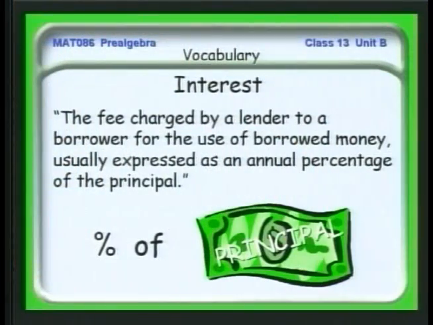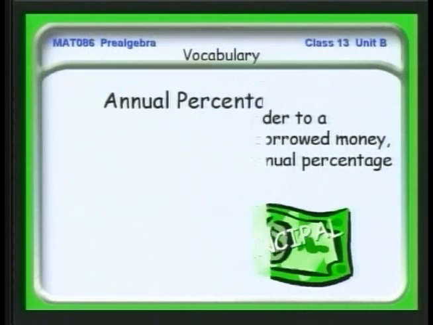So the money you pay me for the use of my money is called the interest, and often you decide on that by some percent of the amount I lent you. So, for example, I would expect more from you if I lent you $10,000 than if I lent you $1,000.